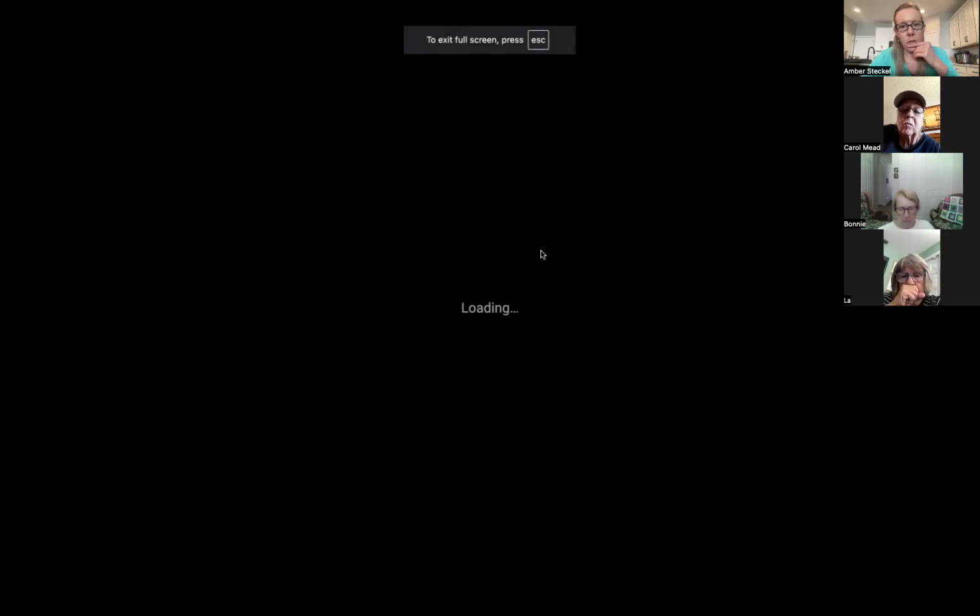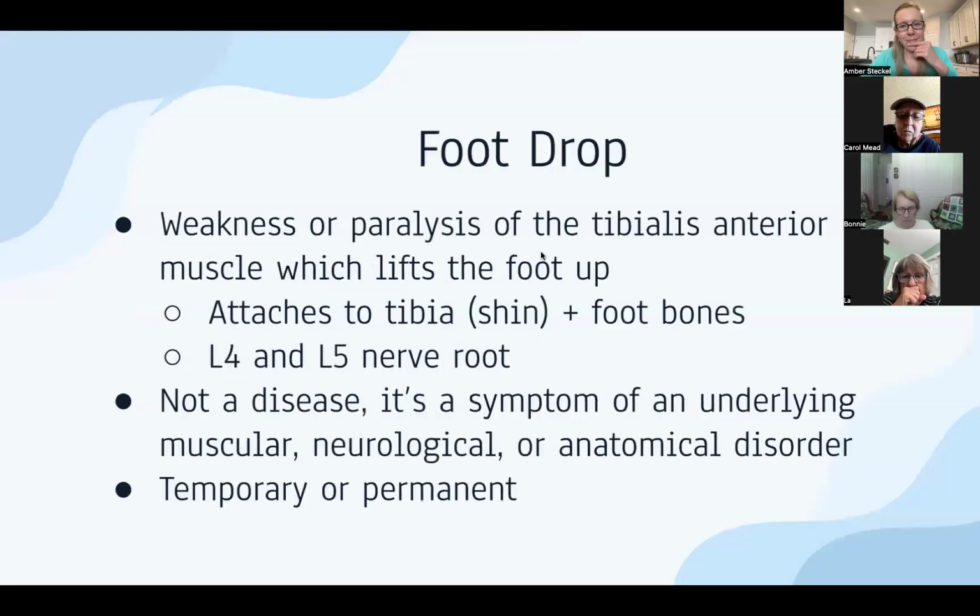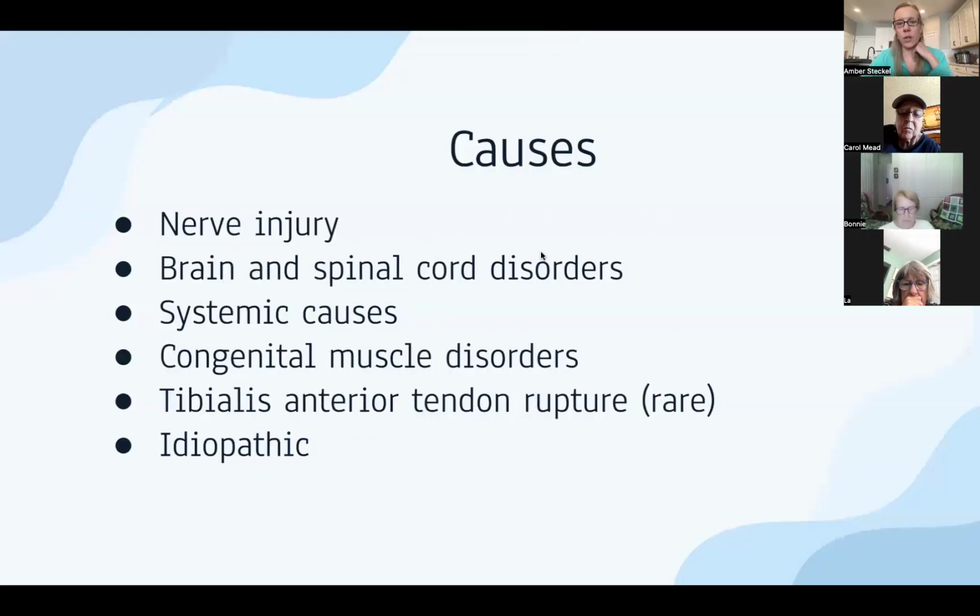So causes can be nerve injury, brain and spinal cord disorders, systemic causes, congenital muscle disorders, and tibialis anterior tendon rupture, which is very rare. We're not going to really talk about that one, but that would be where the attachment at your foot is torn off of the foot from some trauma or injury.